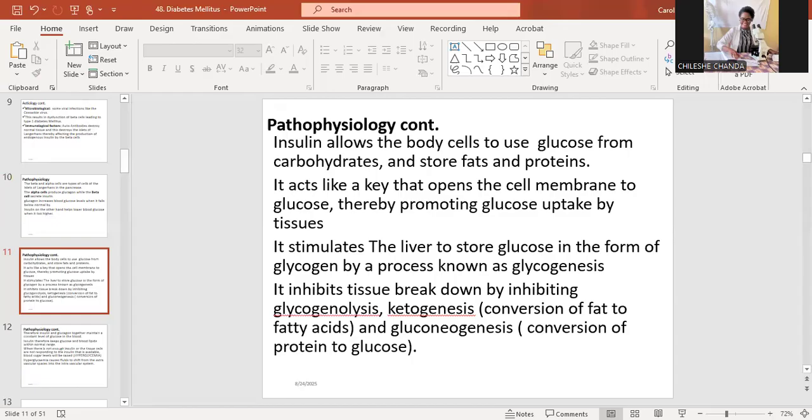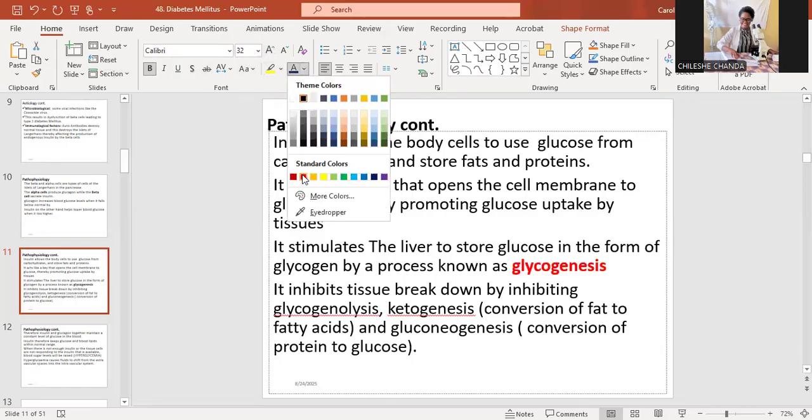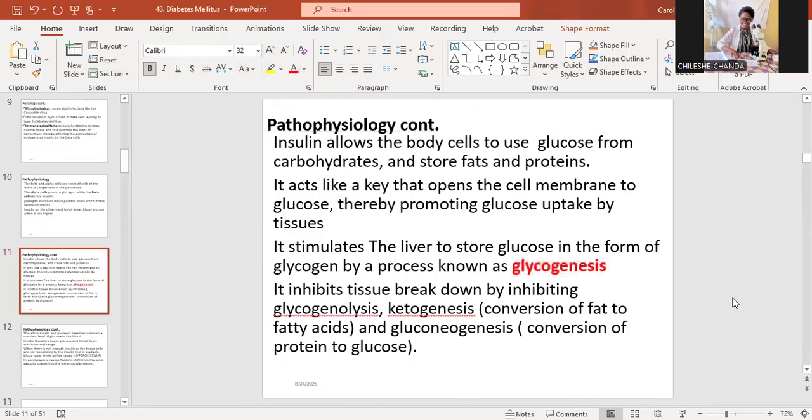Insulin stimulates the liver to store glucose, and this glucose is stored in the form of glycogen. This process of storing glucose in the form of glycogen is known as glycogenesis. All right. Now, insulin also inhibits tissue breakdown.